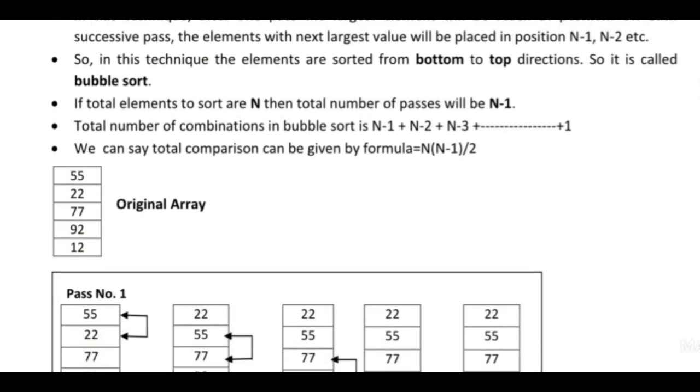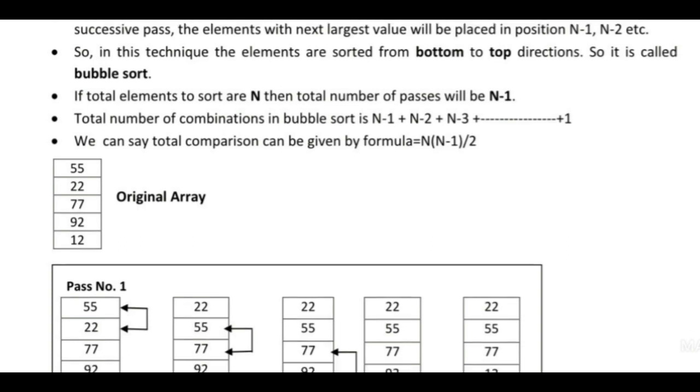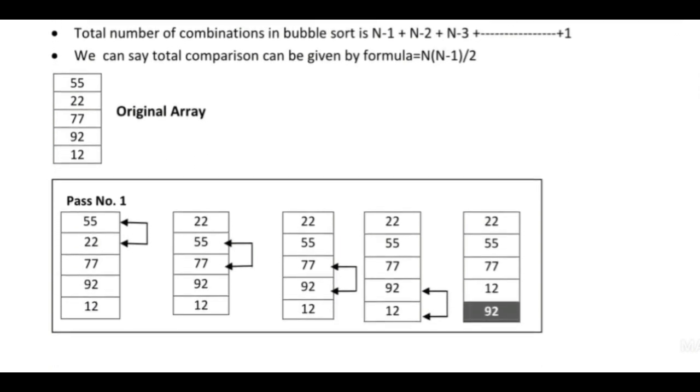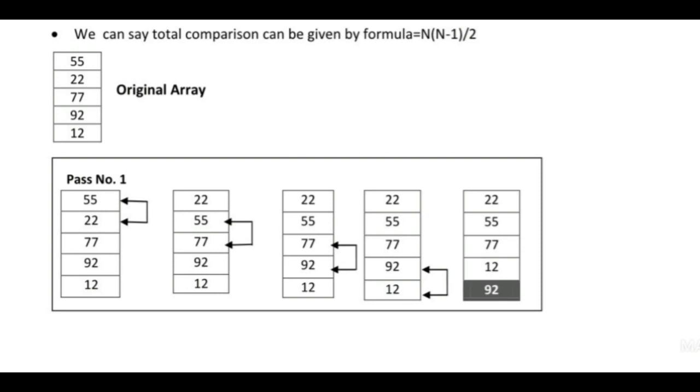In this technique, after one pass, the largest element will reach its position, and on each successive pass the element with the next largest value will be placed in position n-1, n-2 and so on. The elements are sorted from bottom to top direction, so it is called bubble sort. If total elements to sort are n, then the total number of passes will be n-1.